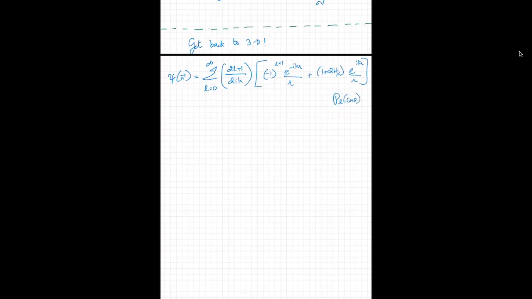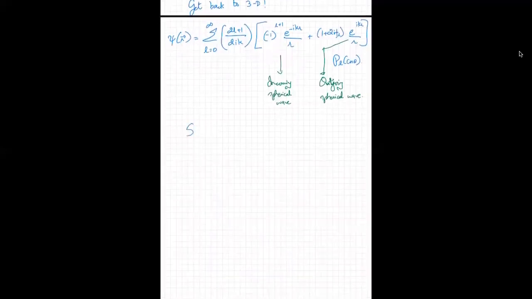Okay. So this is an incoming spherical wave, and this is an outgoing spherical wave, which means that whatever is multiplying the outgoing wave has to be the scattering matrix. So the scattering matrix in this case, S_L, is the coefficient of the outgoing part of the wave function, which is in this case 1 plus 2i f_L. Okay.